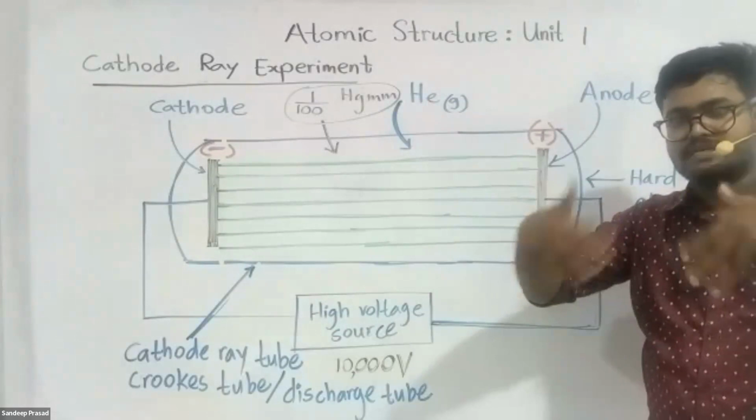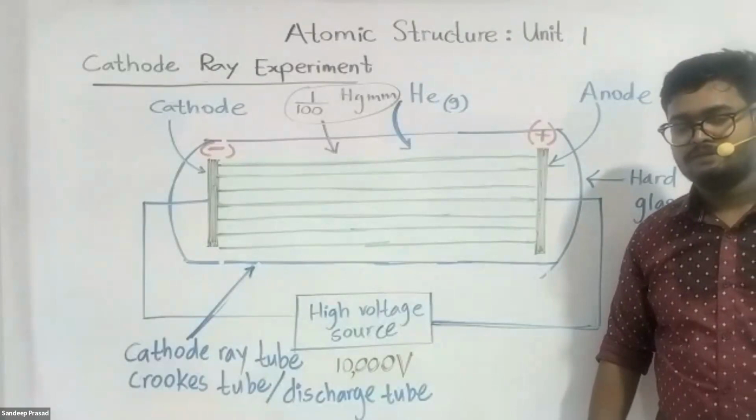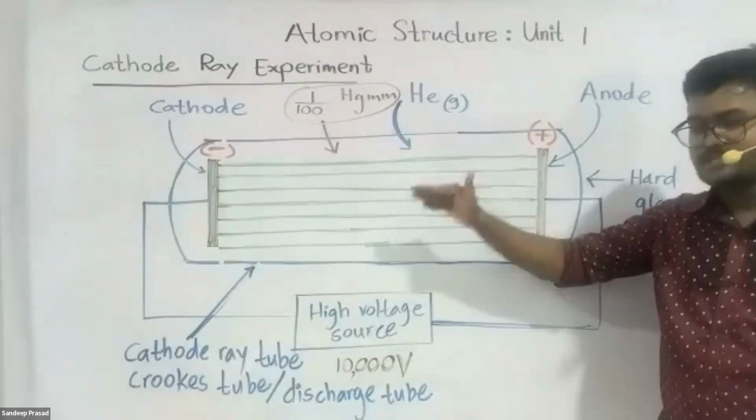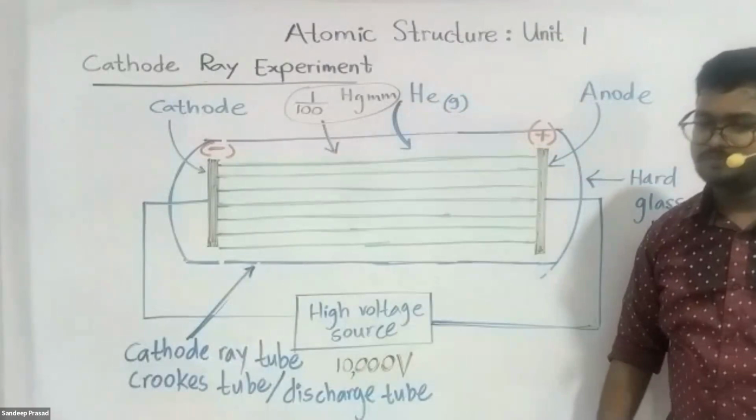Yes, I got one answer, that's also correct. Remember, if we have high pressure inside the glass tube, what will happen? This hard glass tube will break. In order to make sure that this glass tube is not going to break, we have to reduce the pressure up to a certain amount. That's why they have maintained this amount of pressure.